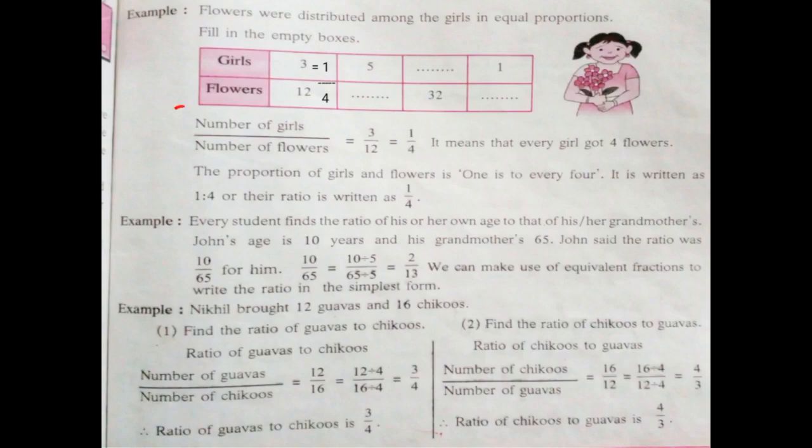Here what is given? Number of girls upon number of flowers in ratio form. 3 upon 12 is equal to 1 upon 4. When you multiply 3 on numerator and denominator and you cancel 3 on numerator and denominator, you will get the answer 1 upon 4. And if you divide 3 upon 12 on numerator and denominator, you will get the answer 1 upon 4. It means that every girl got 4 flowers. The proportion of girls and flowers is 1 is to every 4. It is written as 1 is to 4 or their ratio is written as 1 upon 4.